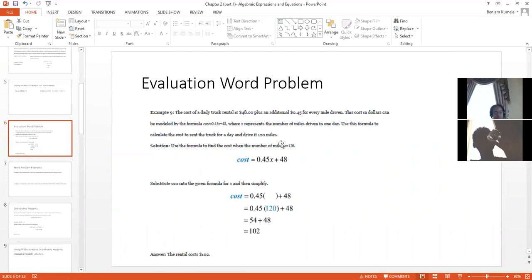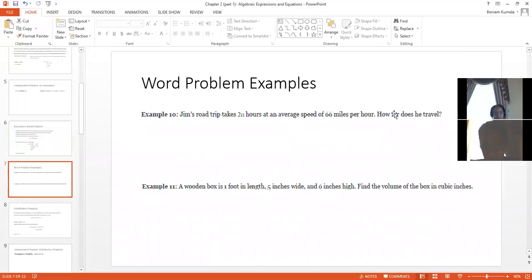So here, again, we see the plugging in of x for the value it's been assigned. Here are some word problem examples. You only have to do example number 11, the second one.